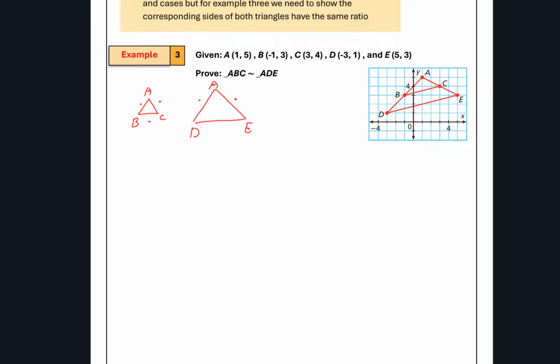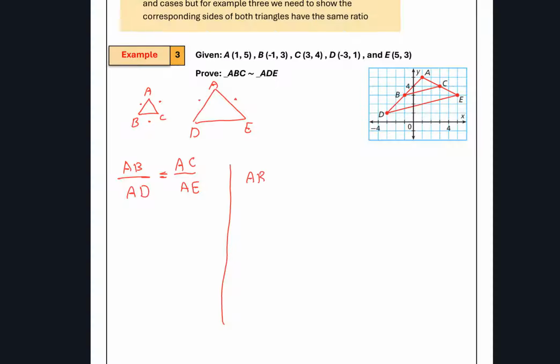Students, you need to prove AB over corresponding side is AD. This one should be the same as AC over AE. You need to find all 4 in order to prove. So let's work out all 4 right now here in this part of the paper.